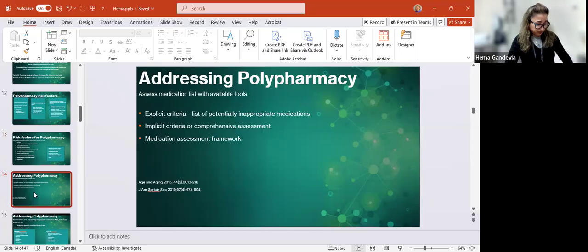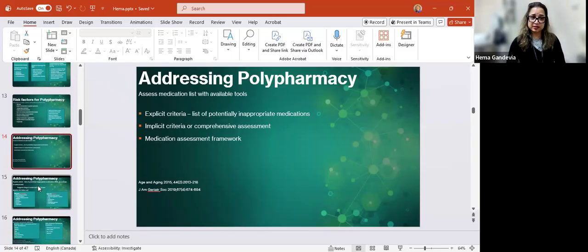So now that we know what polypharmacy is and what the risk factors for that are, let's try to address polypharmacy with a few tools that we have in our toolkits. There are plenty of tools available online if you have a look, but we'll just talk about a few today. Before we talk about the tools available, let's talk about some explicit criteria, which usually lists potentially inappropriate medications. And then there's an implicit criteria or a comprehensive assessment that is needed to address this whole polypharmacy situation for any patient. And then there's your medication assessment framework.